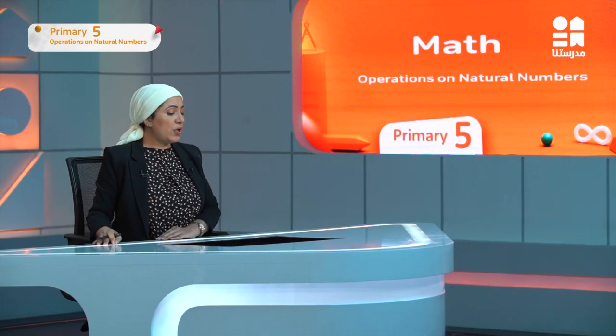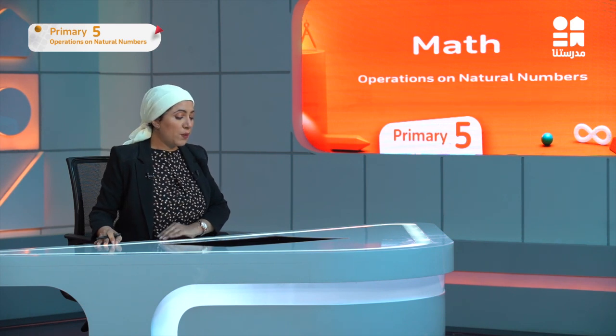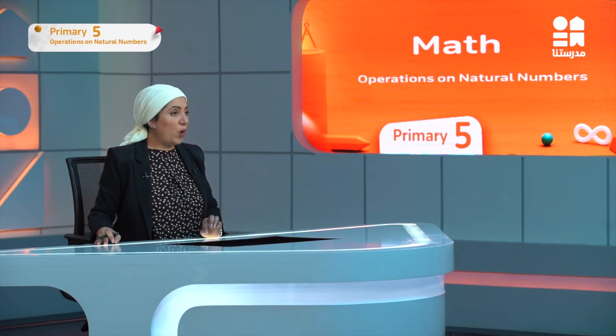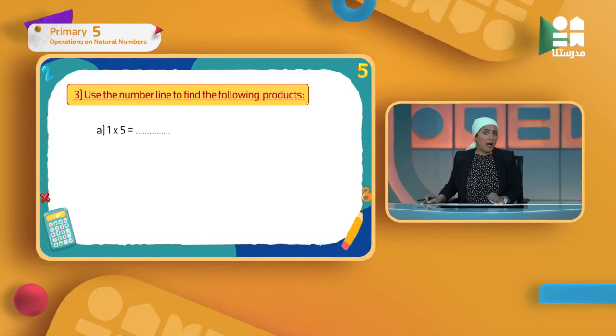Now use the number line to find the following products. I have 1 times 5 and I want to know how to get it on the number line. So here my number line starts with 0 and I want to multiply the 1 by 5. It means that I will count the 1 5 times, because multiplication, we know, is repetitive addition. So it's 1, 2, 3, 4, and 5. I counted 1 5 times.